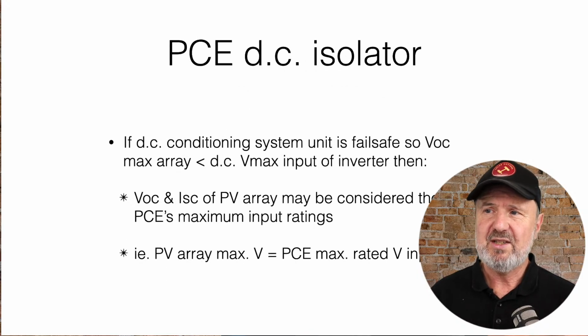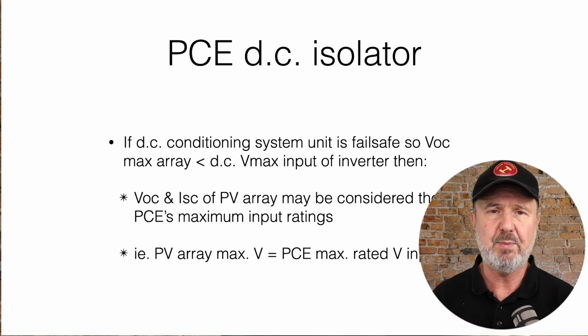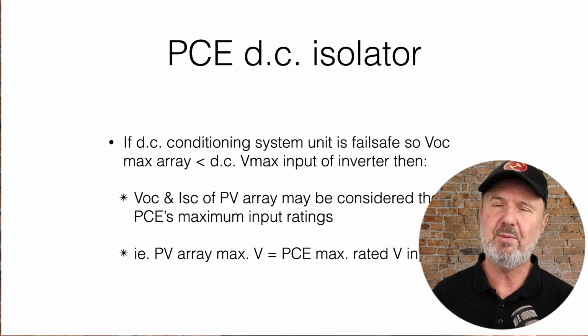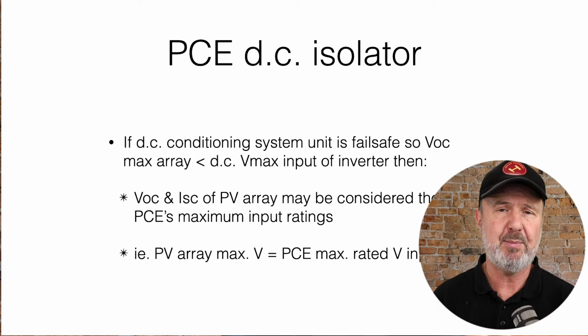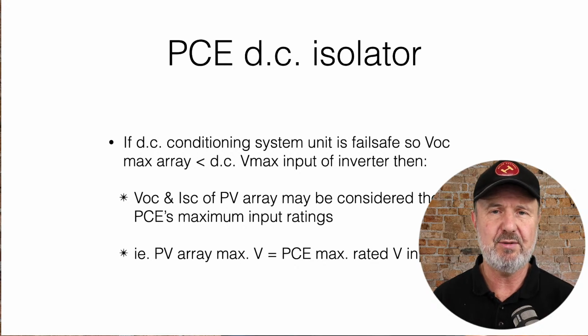The PCE DC isolator requirements. If the DC conditioning system unit has a fail-safe so that the open circuit voltage of the array is that of the inverter's maximum input. Now, that's kind of complicated, the way I've said it. Basically, you might think putting 20 panels in a string is going to get well over 600 volts, which is the upper limit for residential systems in Australia and New Zealand currently. But when you put DCUs on every panel, they control the voltage. And many of them will start at 1 volt until the inverter tells them to turn on and tells them what voltage the string should be.